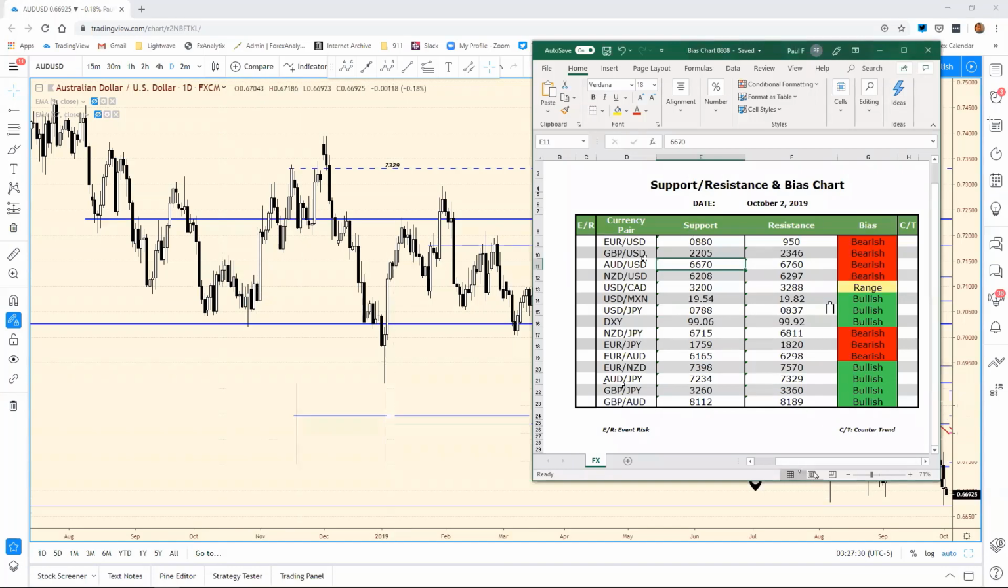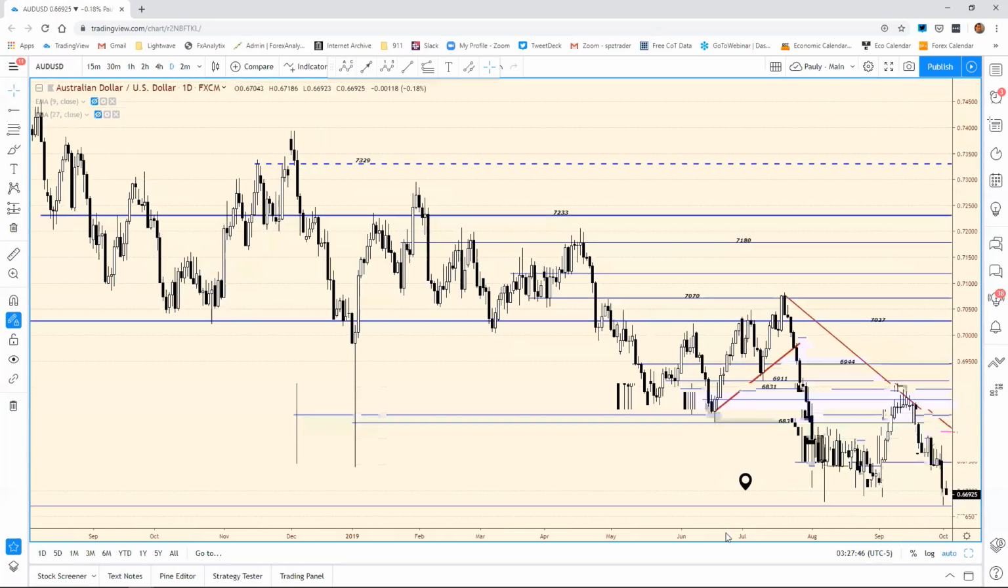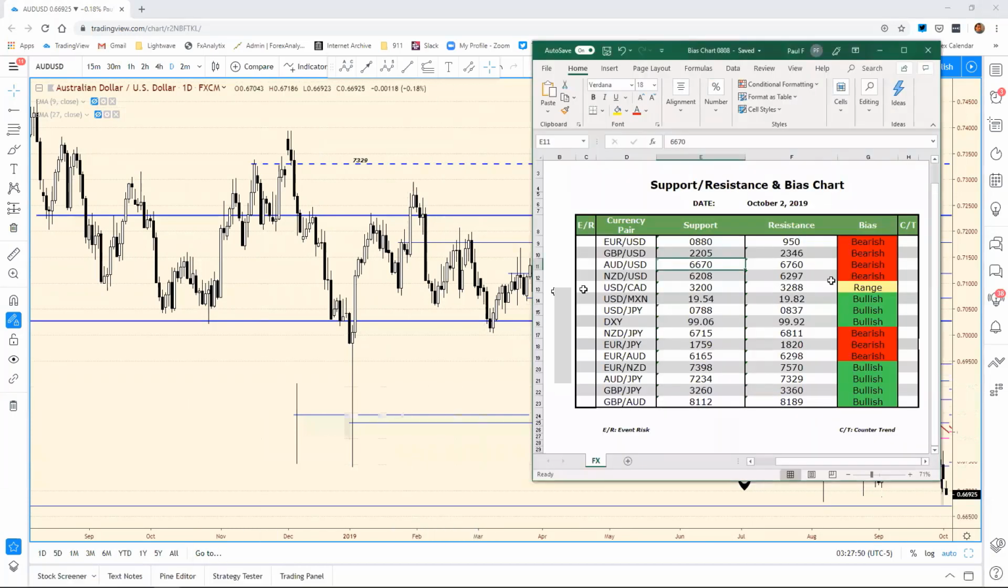On the upside, we kept it at the 67.60. And for now, we'll just stay with that 67.60. Let's move into the Kiwi.